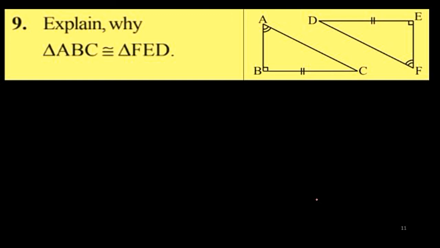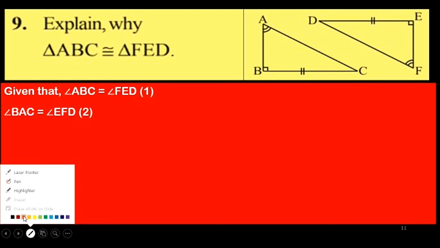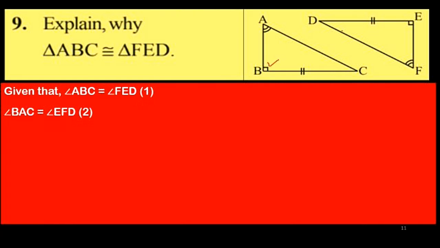Last question of the exercise. Explain why triangle ABC is congruent to FED. Here if you see, angle ABC is given equal to angle FED. This angle is given, angle B is equal to angle E. This I have taken as equation number 1. Second, BAC is equal to EFD. BAC is given equal to EFD. But the side that is given is not between the given two equal angles.